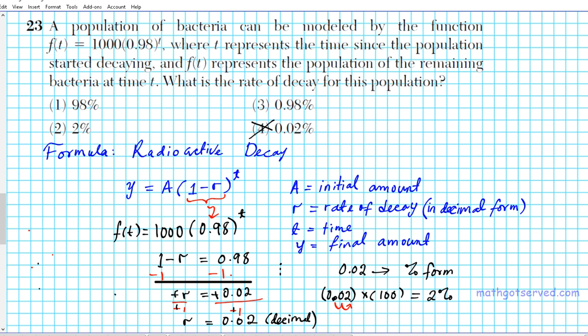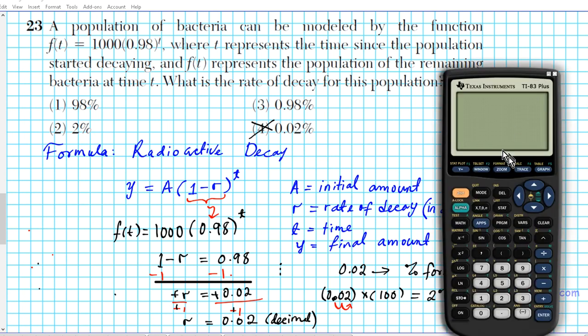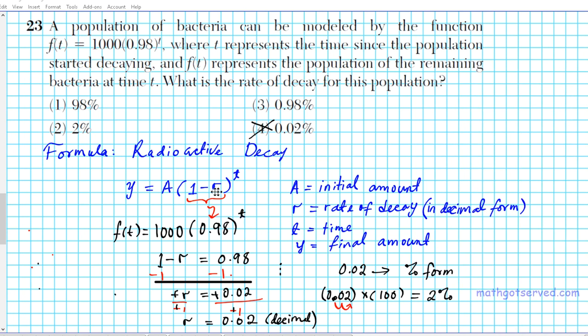This process can easily be done with your calculator. If you don't want to do it by hand, just multiply with your calculator if you're not too sure. So you just go 0.02 multiplied by 100. Bam, and there you have it. So you can see what the answer is. The answer to question number 23 is option number 2. So this is how to read the different components of a radioactive decay model.